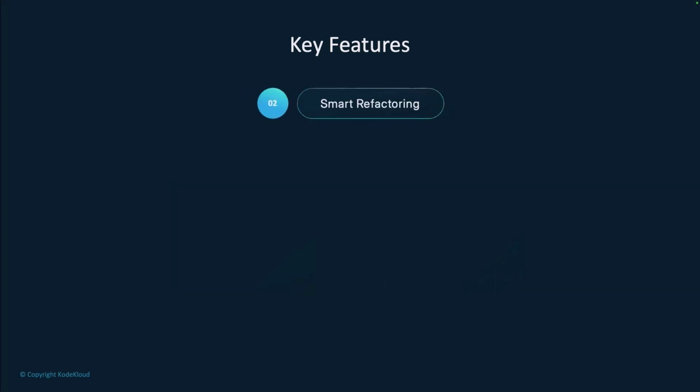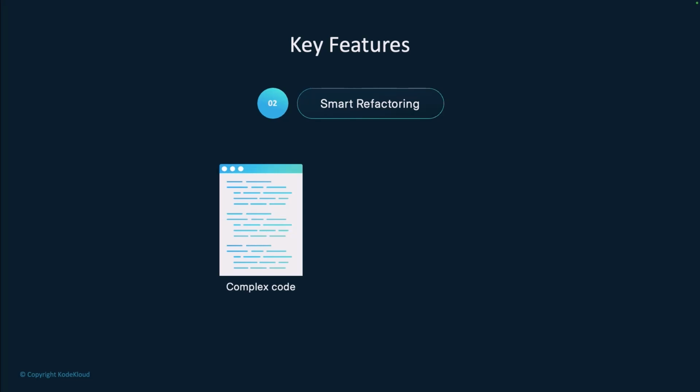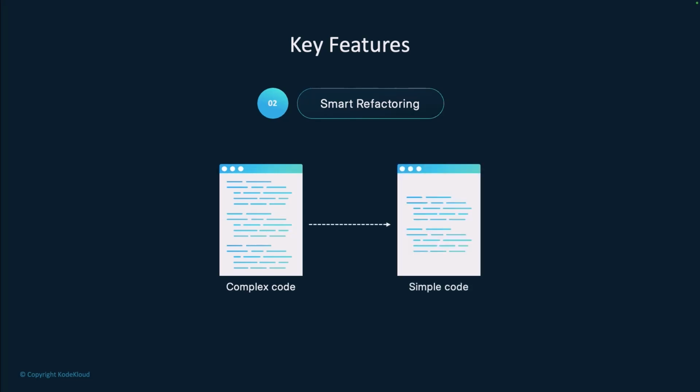Now, smart refactoring is another game-changing feature. Cursor can identify complex code that could be simplified and suggest cleaner alternatives. It automatically detects unused variables, overly complex conditionals, and other code smells, and offers to clean them up with a single click. This means your code stays maintainable without extra effort.